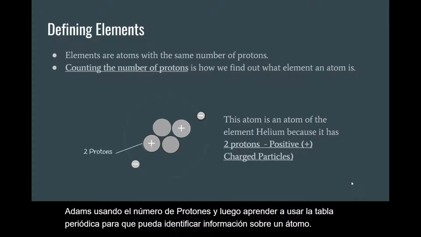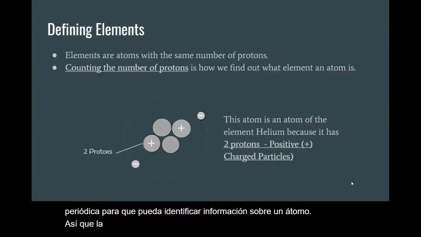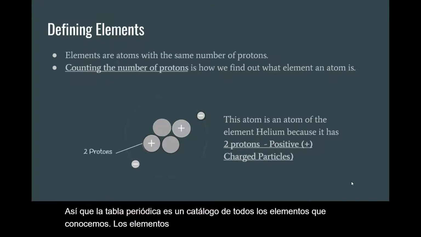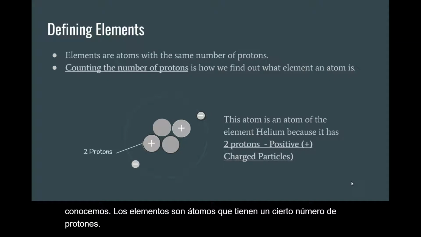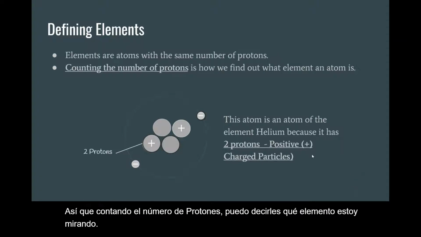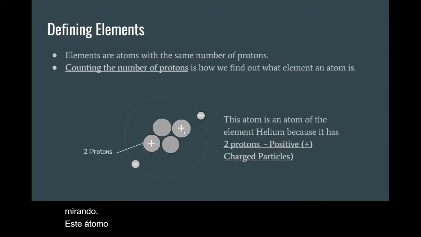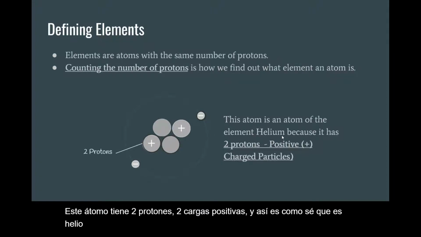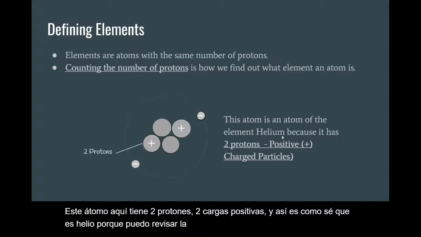So the periodic table is a catalog of all the elements that we know of. And elements are atoms that have a certain number of protons. So by counting the number of protons, I can tell you what element I'm looking at. This atom here has 2 protons, 2 positive charges. And that's how I know that it's helium, because I can check the periodic table to see which element has 2 protons.